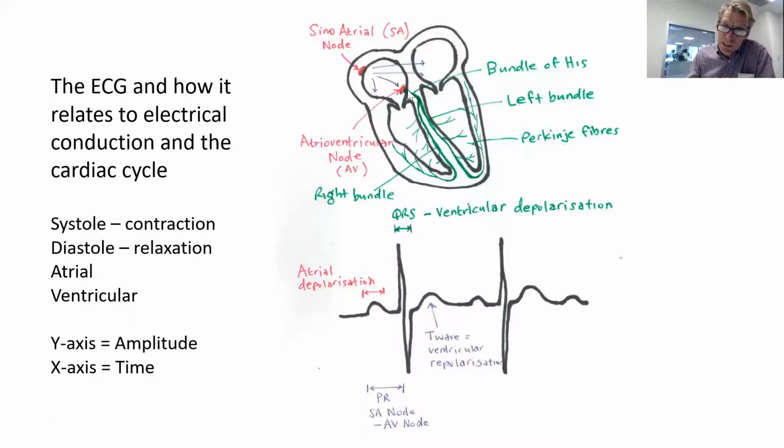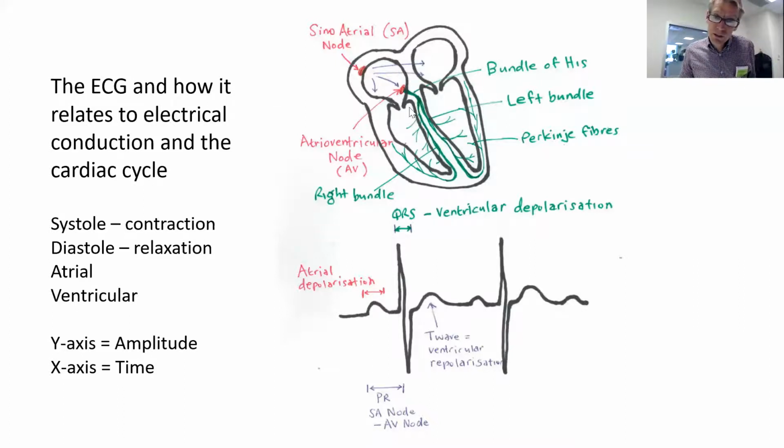Then the impulse goes from the AV node through the bundle of His, and then it divides into the right and the left bundle branches. These innervate and depolarize the interventricular septum. Subsequently, the left bundle branch depolarizes the whole of the left ventricle, and the right bundle branch depolarizes the whole of the right ventricle. There are also Purkinje fibers, which are simply branches off the left and right bundles.